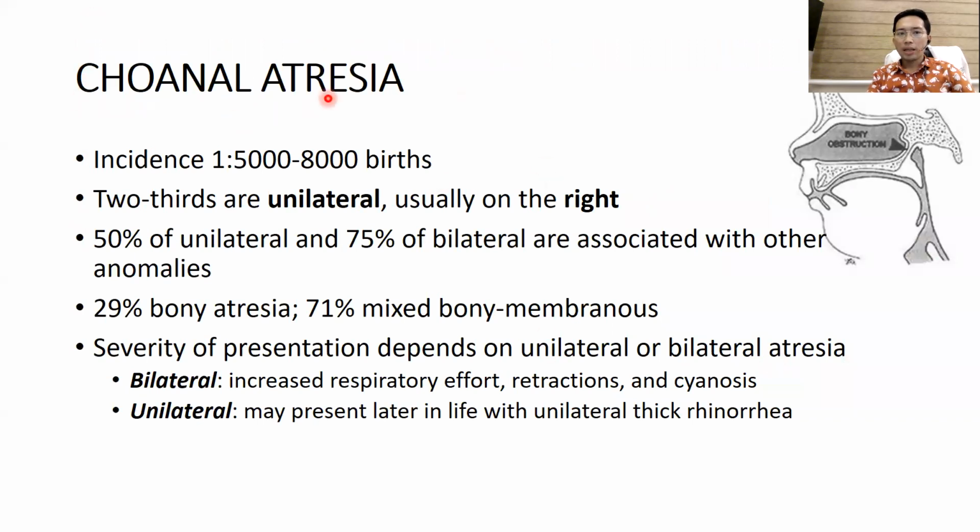Let's go to choanal atresia. The incidence is 1 out of 5,000 to 8,000 births. Remember that 2/3 are unilateral, usually on the right, 50% of unilateral and 75% of bilateral are associated with other anomalies. Remember that 25% are bony atresia and 7% are mixed bony membranous.